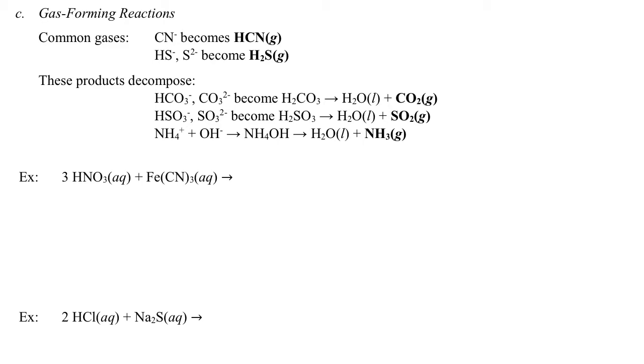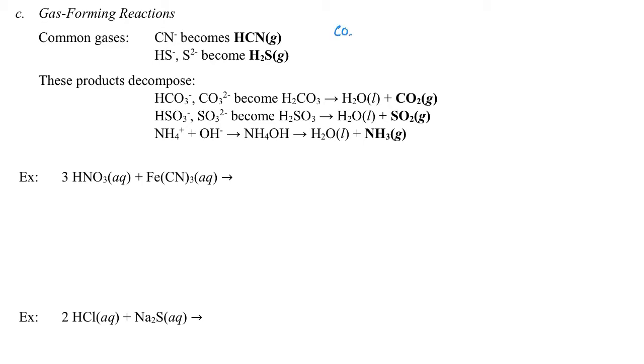Now, there are a few other things that we'll have to talk about when we do this. Namely, there are some products that we will form in double displacement reactions, namely carbonic acid, sulfonic acid, and ammonium hydroxide. When we see these three things, we have to remember that they decompose to these gases. So we'll look at that as well. Let's first start off by looking at the common gases.